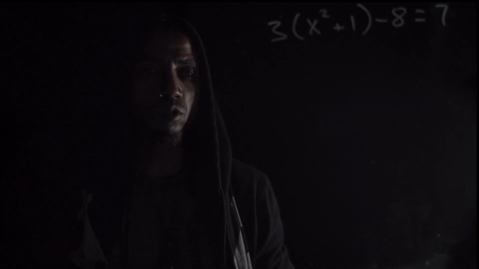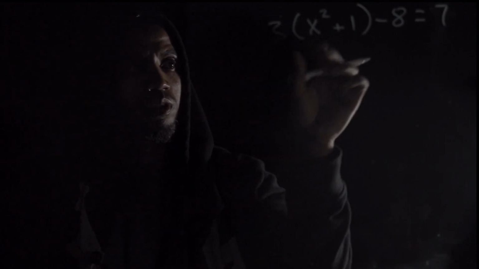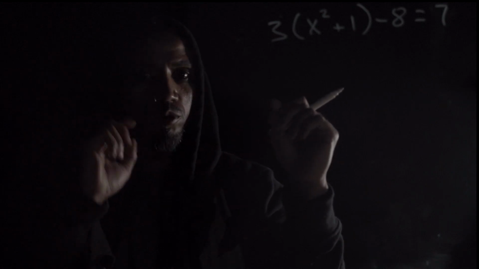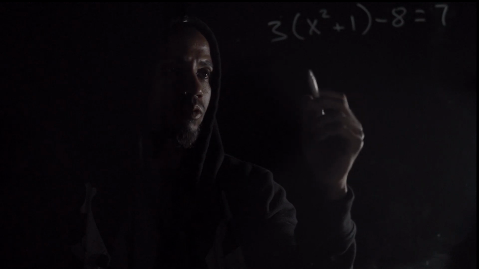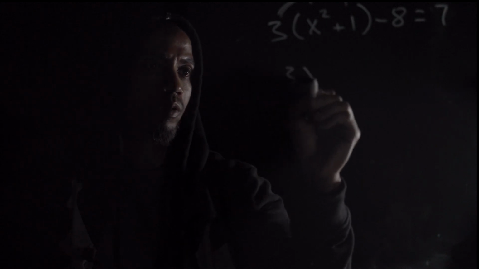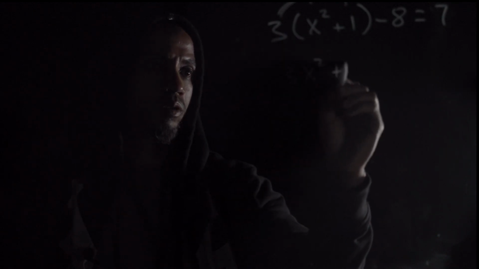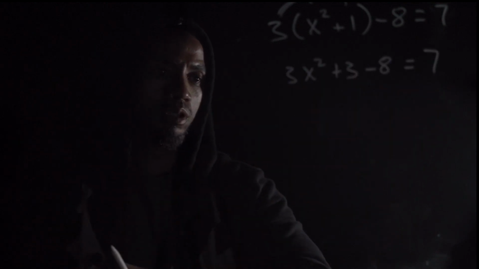Okay, let's look at another one. In this one, you'll notice that the squared term is inside the parentheses, so we're going to handle that a little differently. We're going to distribute that part. The first thing we can do is distribute here: 3 times x squared, 3 times 1. And then we get 3x squared plus 3 minus 8 equals 7.